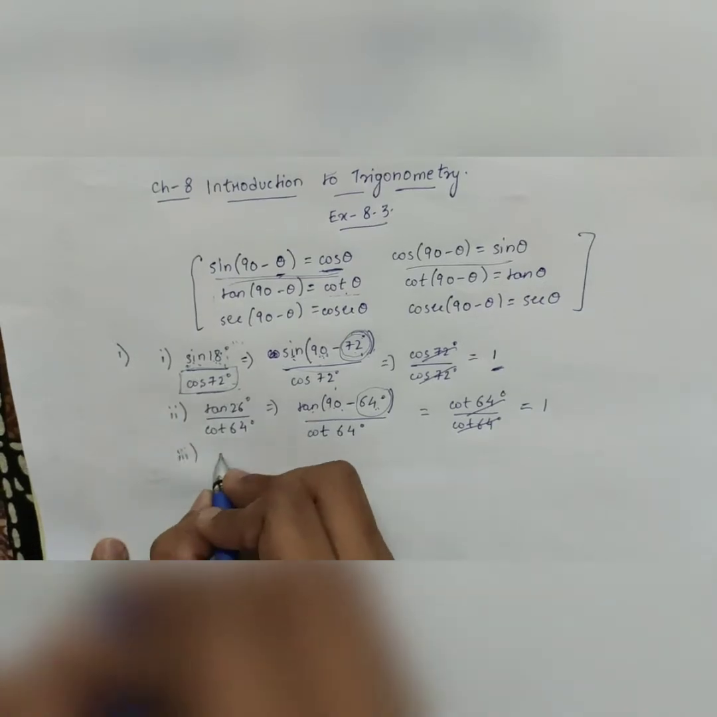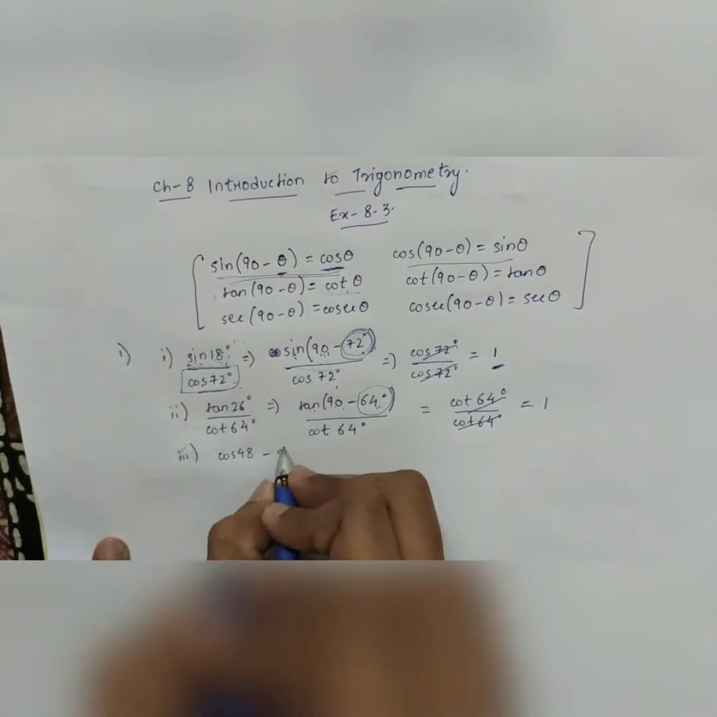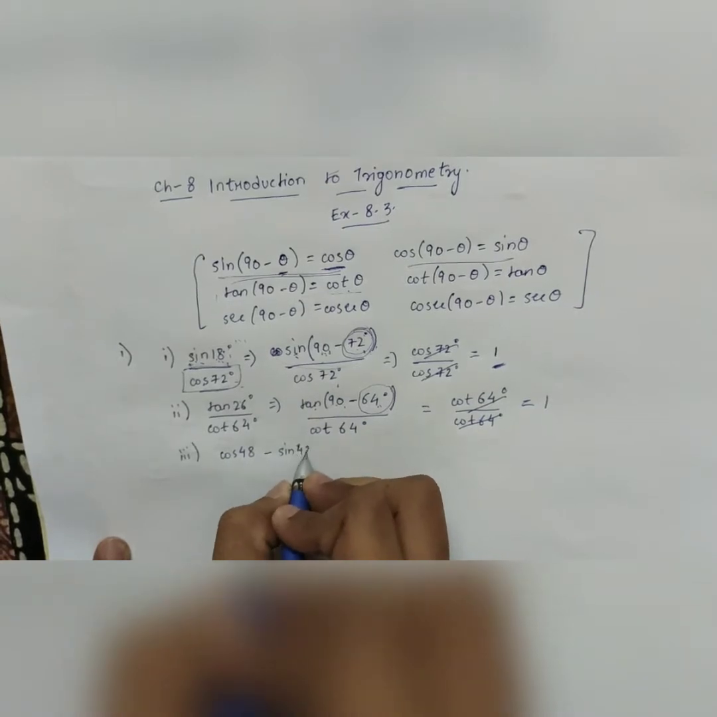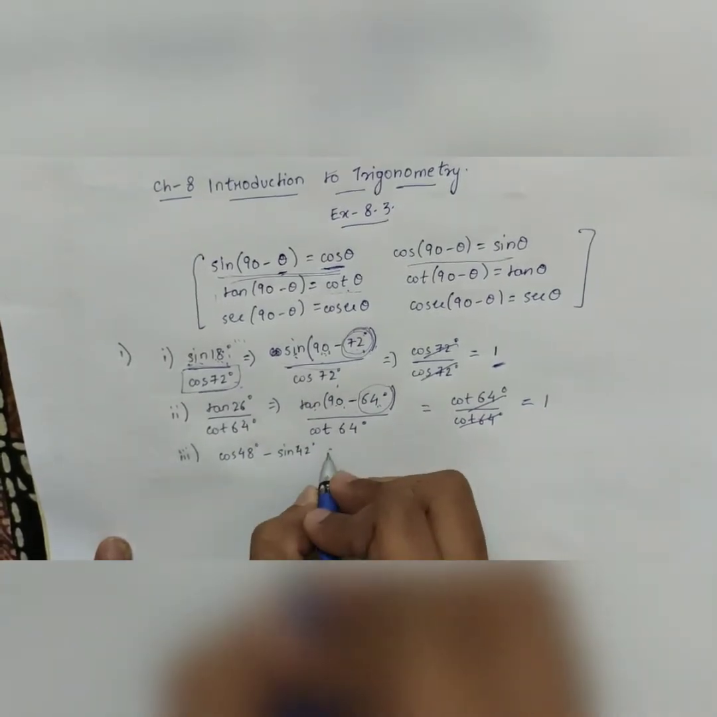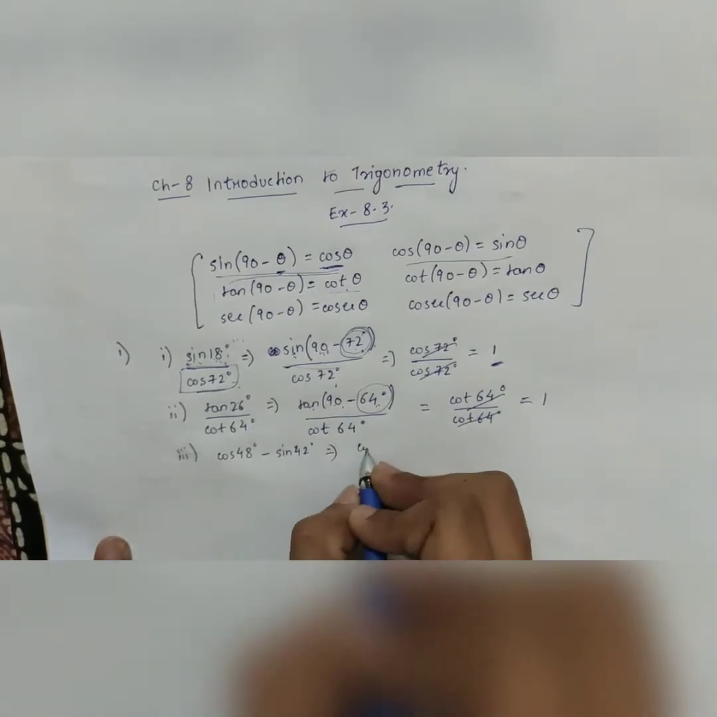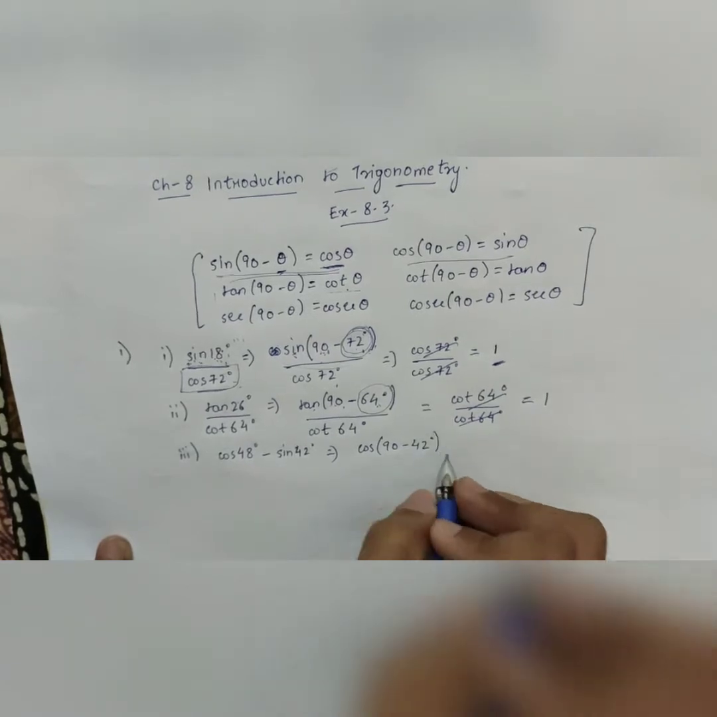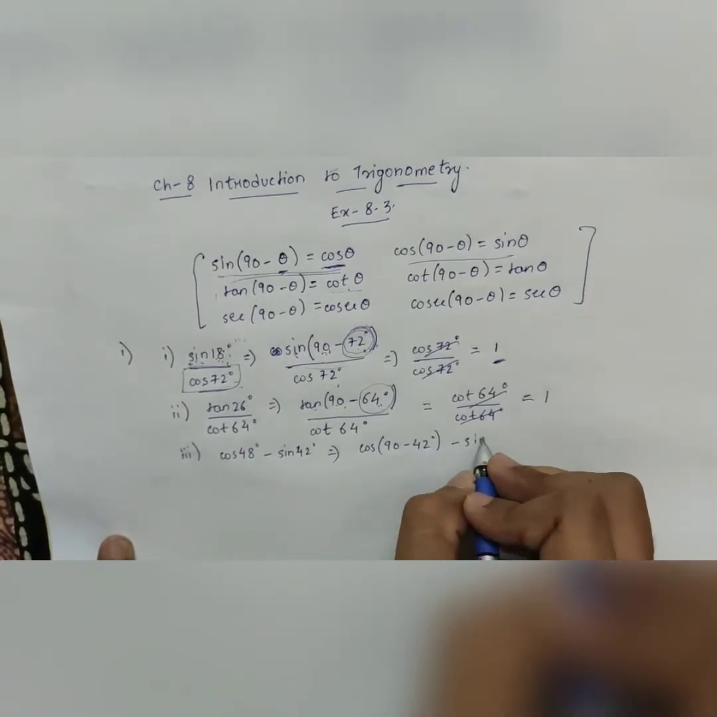Third part is cos 48 minus sin 42. Both are degrees only. So change either of these. So you can write cos 48 as cos(90 minus 42), minus sin 42 is the same.